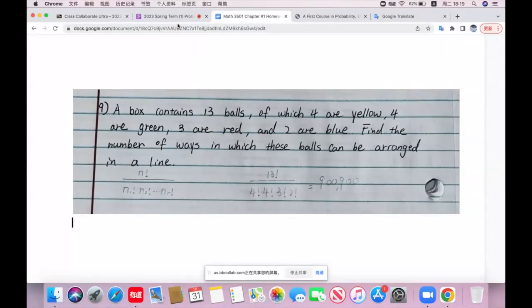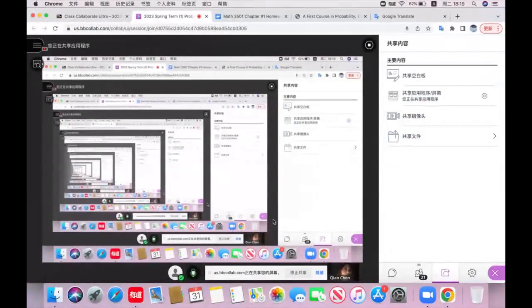Okay, great. You just didn't show the calculation. But yeah, this is a special case of a permutation, because we're treating the 4 yellow ones the same, right? That's why we have to divide, because 13 factorial overcounted, so we have to divide by 4 factorial. Good, nice.